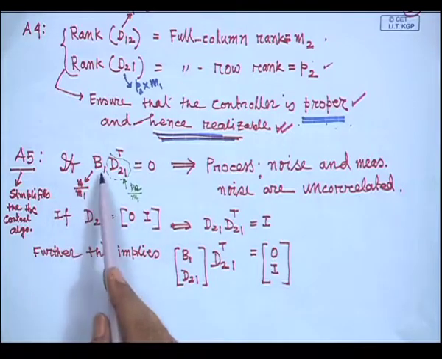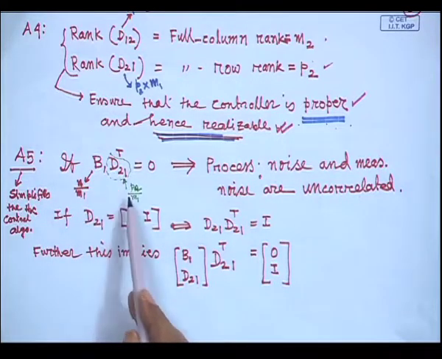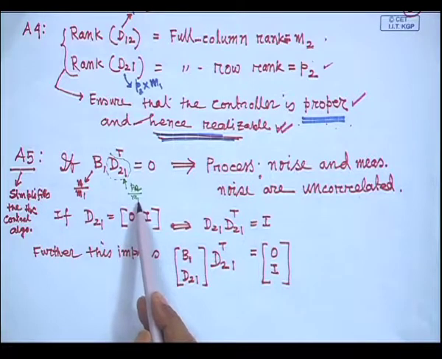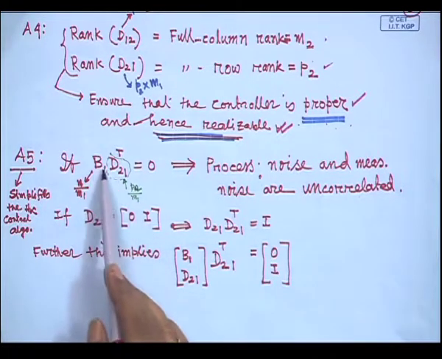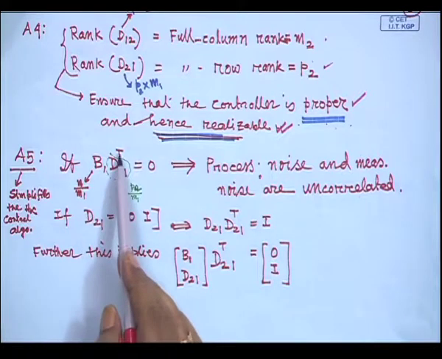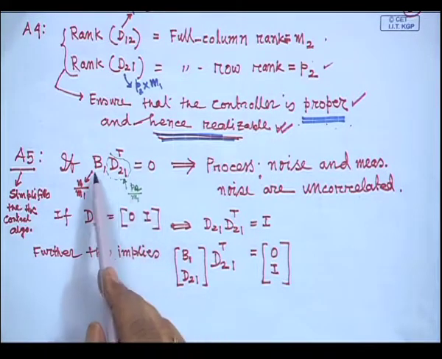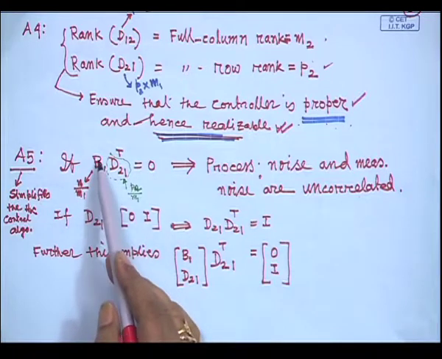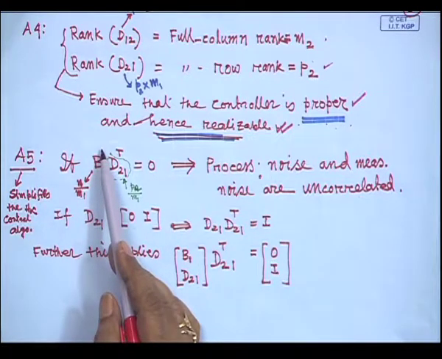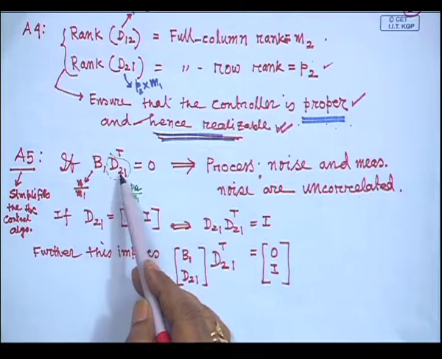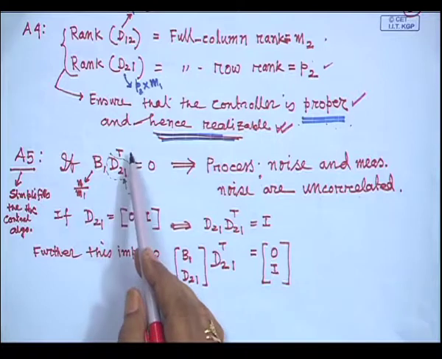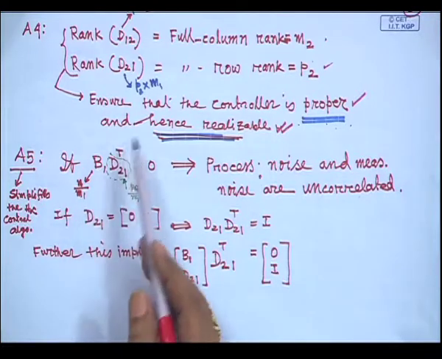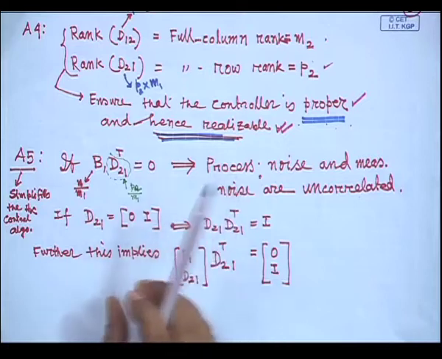So, if B1 D21 has dimension P2 by M1, and if B1 D21 transpose is equal to 0, physically it implies that B1 is associated with the noise in the state equation, noise meaning exogenous input. D21 is associated with the measurement noise. Though we have considered both the same, that means they are correlated.